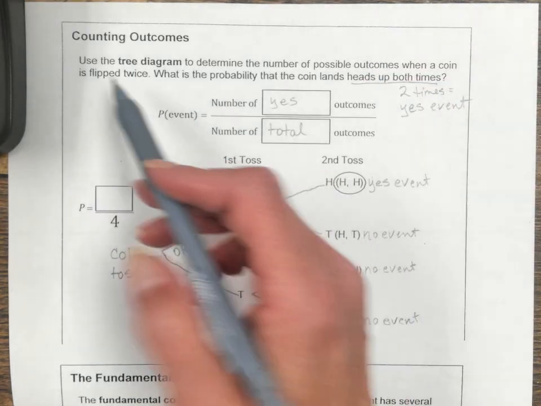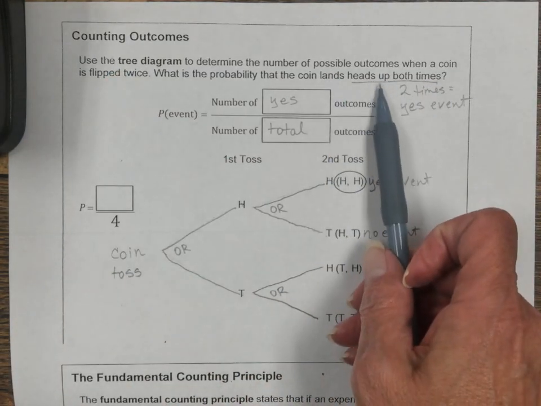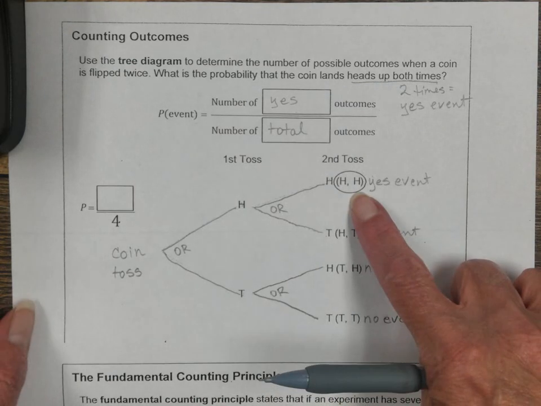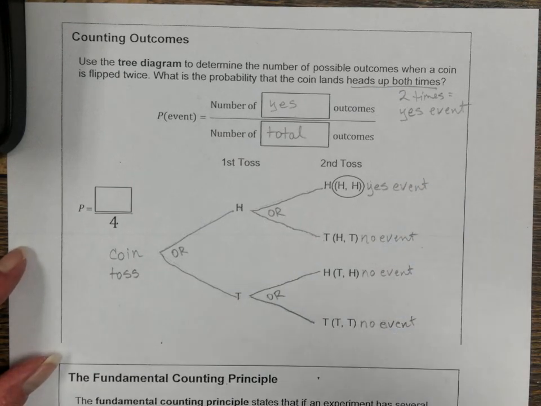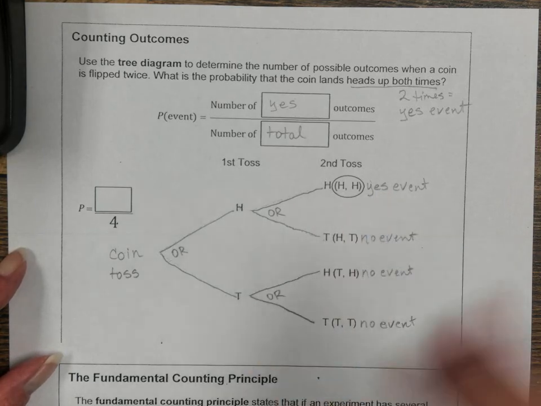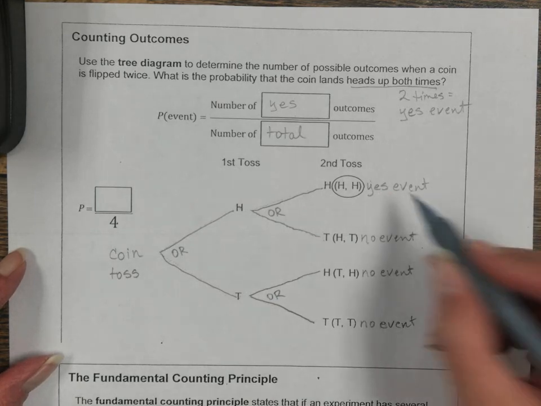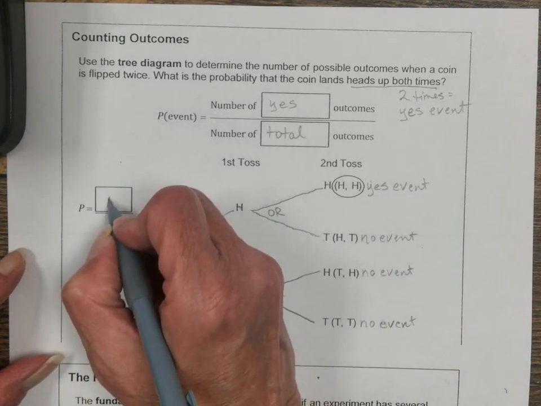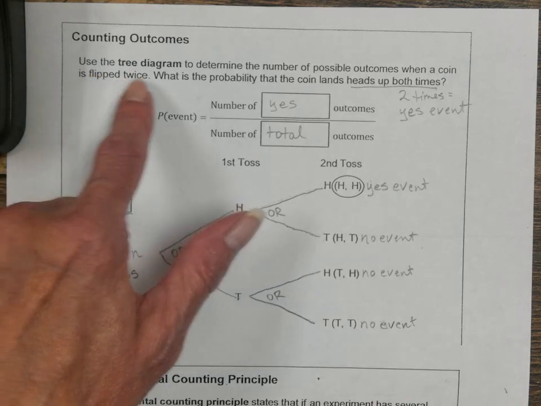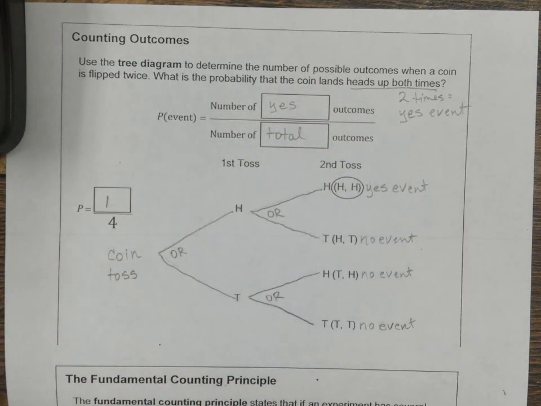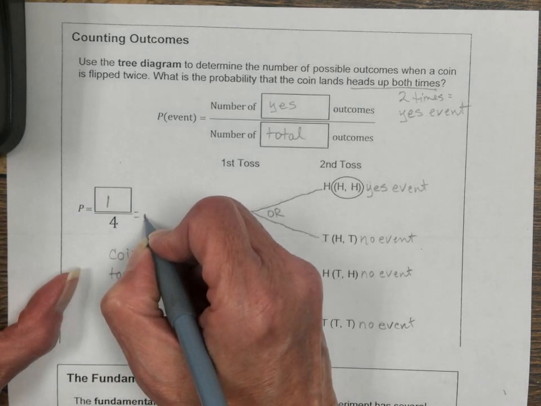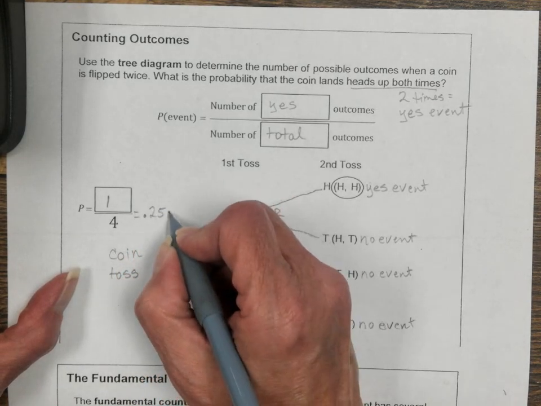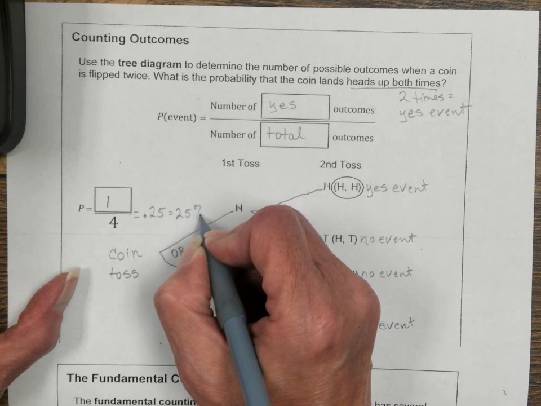Okay. So tossed it twice, done it. What I want as a yes event, heads up twice. I got heads up twice. No, no, no. But there are 1, 2, 3, 4 possible outcomes, and we want yes event divided by possible outcomes. I have 1 yes event. So the probability of getting heads up twice with 2 coin tosses is 1 over 4. And when I put that into my calculator, I get 0.25 or 25%. Okay?